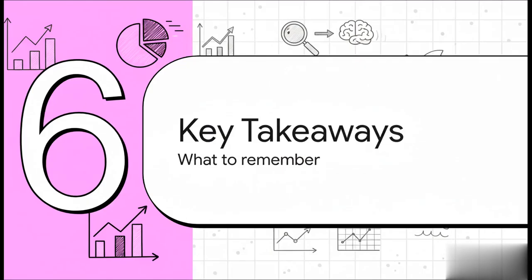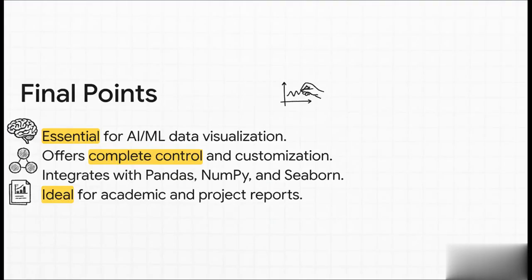All right, we have covered a ton of ground, right? From the problem of data hiding in plain sight all the way to creating these awesome 3D plots. So let's just wrap it all up with the key things you should really remember. First off, Matplotlib is an absolutely essential skill for anybody in AI and machine learning, period. Second, it gives you complete control and customization over your visuals. It also integrates perfectly with the tools you're probably already using, like Pandas. And finally, it's the professional standard for creating plots for everything from your own analysis to your final project reports.